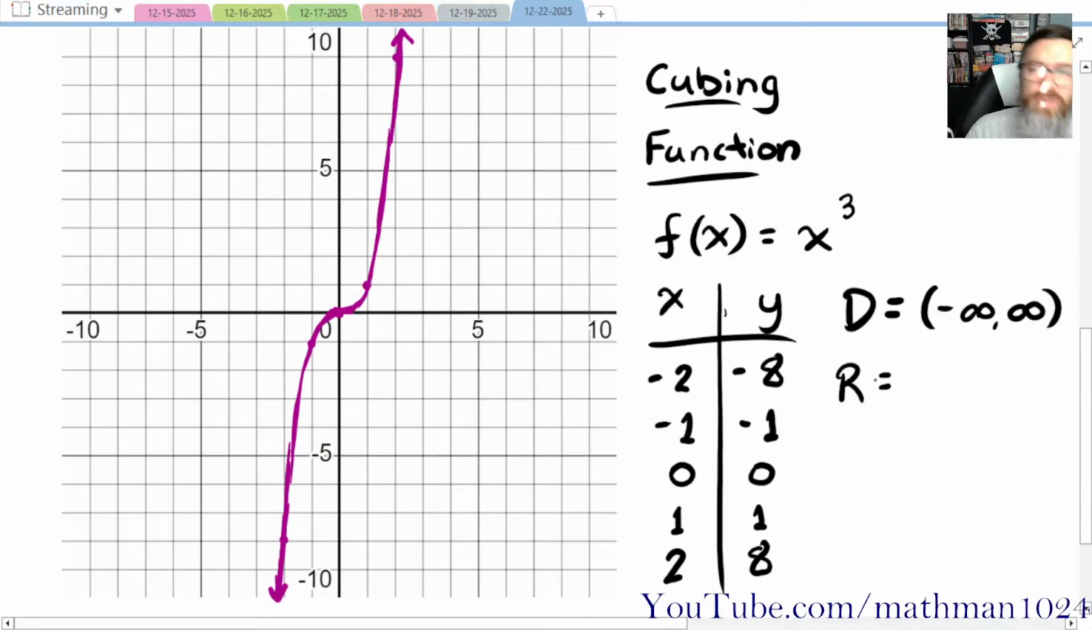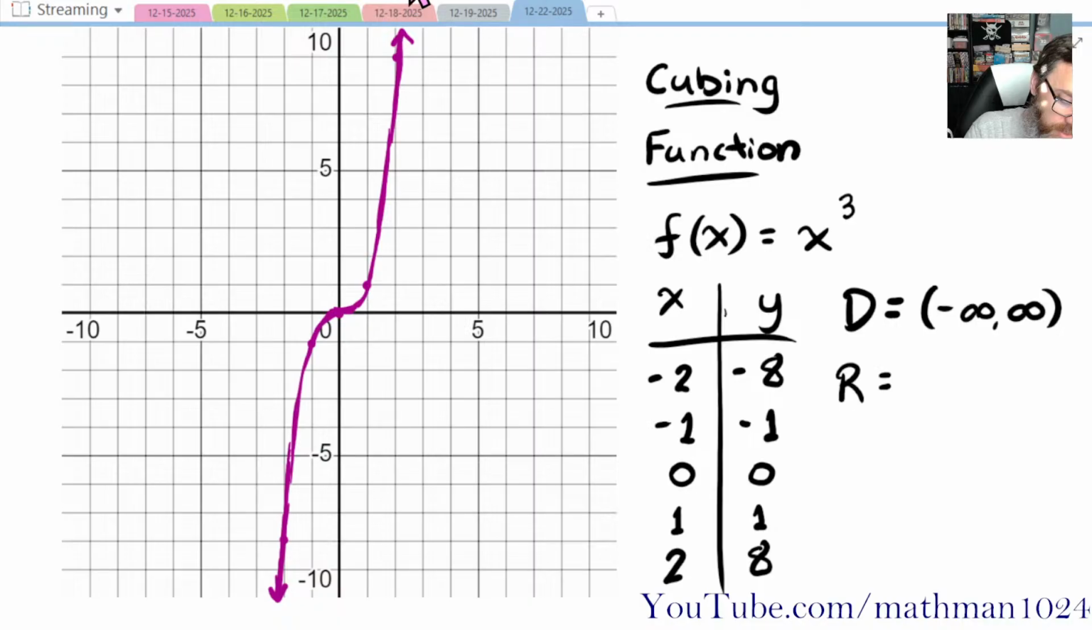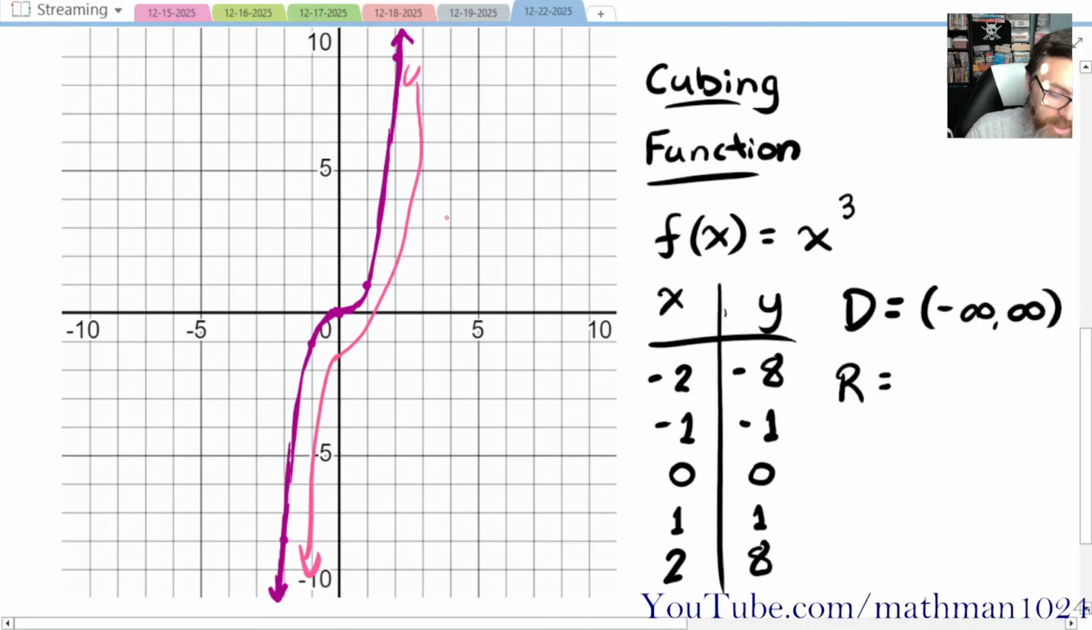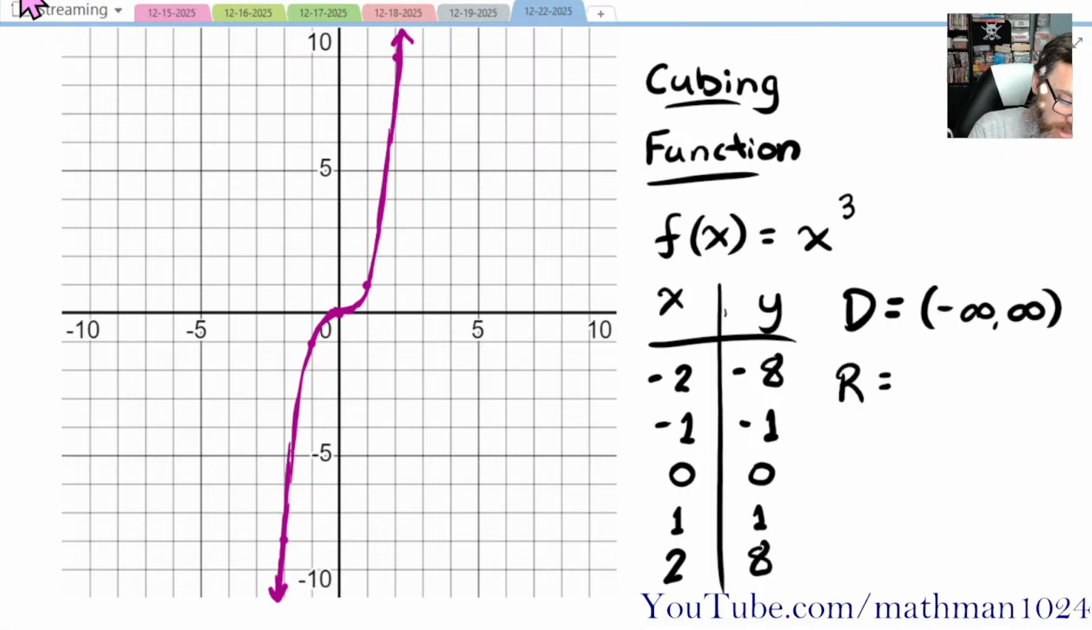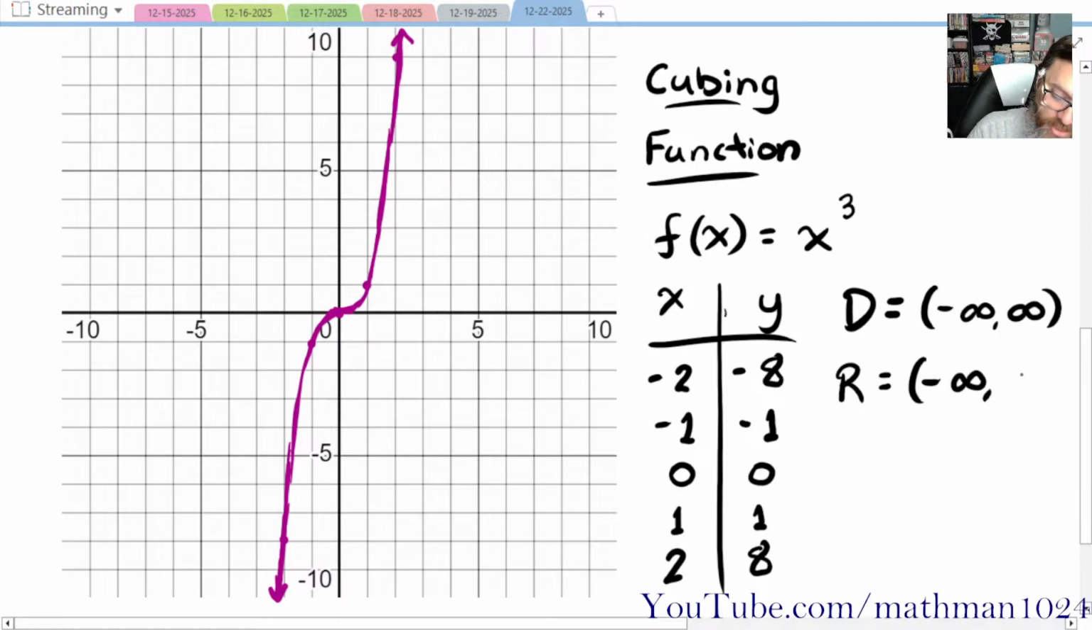Now what about the range? As we go from bottom to top, you see that we are including everything. This graph goes all the way down. It goes all the way up. No breaks, no gaps. So the range is also all real numbers.